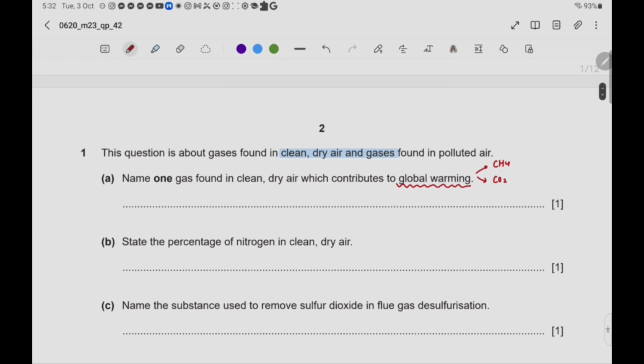But what is in our clean, dry air is we have 78% of nitrogen, 21% of oxygen, and 0.04% of carbon dioxide. Actually 1% of others, which includes carbon dioxide and also our argon gas and others. So for this case, if you want to find in the clean dry air, it's definitely carbon dioxide. And as mentioned, nitrogen is 78%.